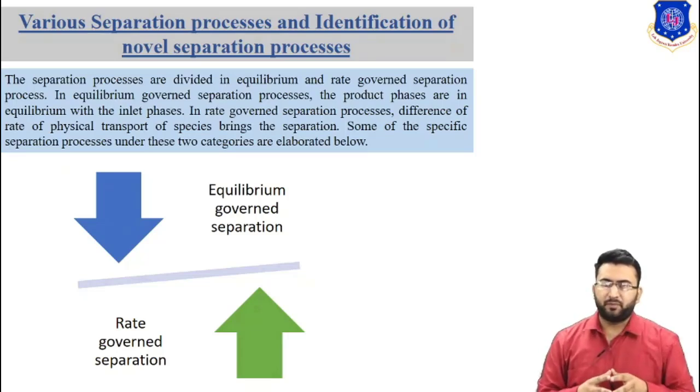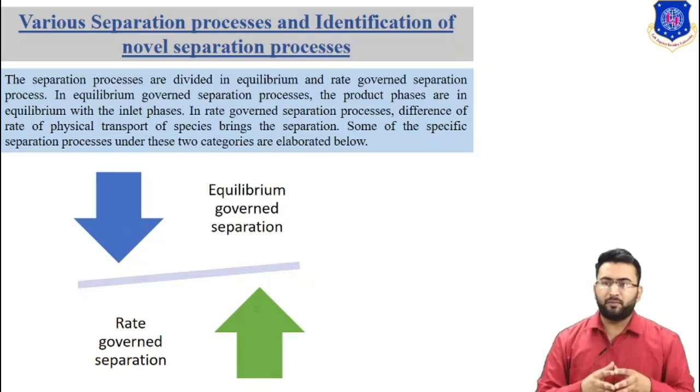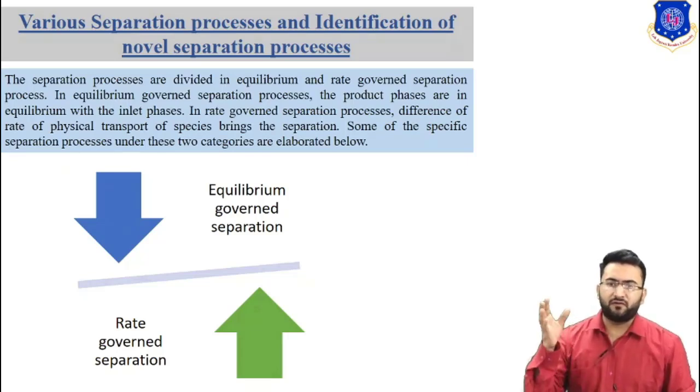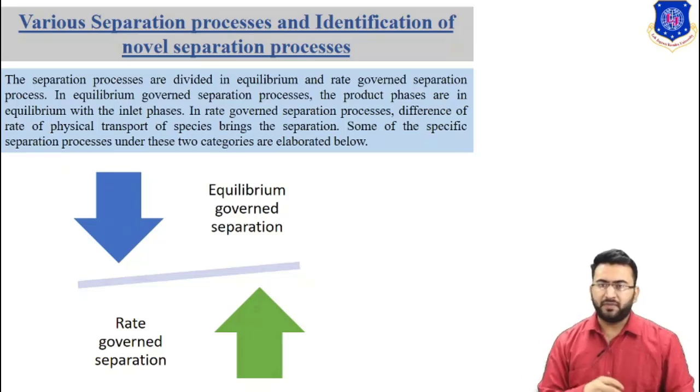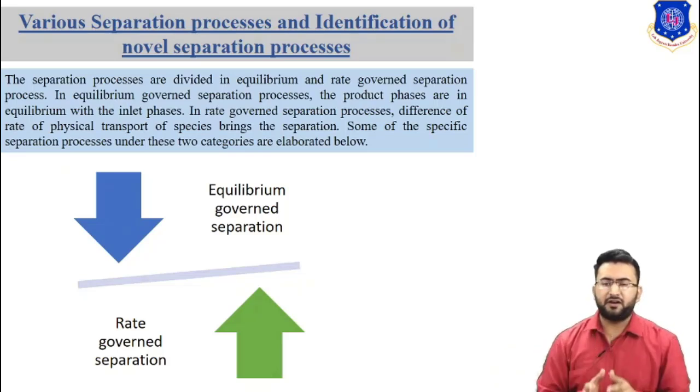Now let's talk about rate governing processes. Most membrane processes are rate governing processes. Separation lies in the difference of transport of various species through the membrane. The driving force of such transport is generally the gradient of chemical potential. If we recall the definition of the gradient of chemical potential, it is composed of four parts: concentration gradient, pressure gradient, temperature gradient and electrochemical potential gradient.